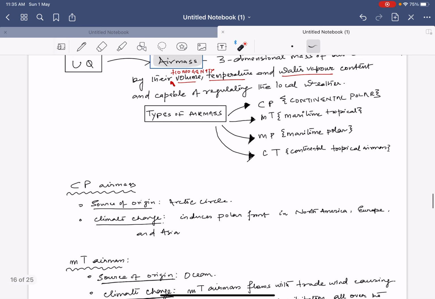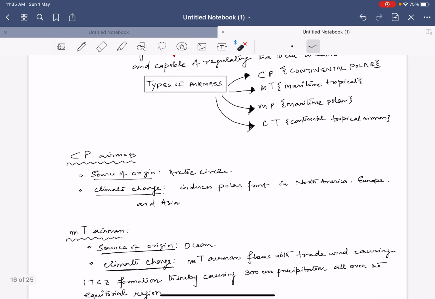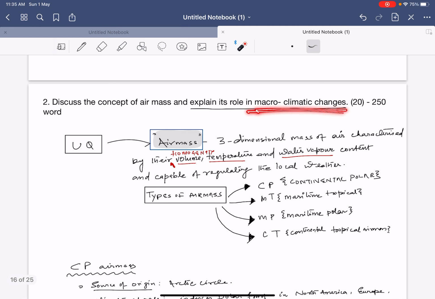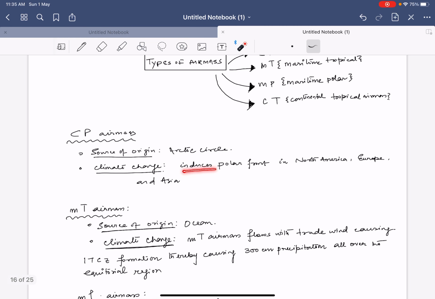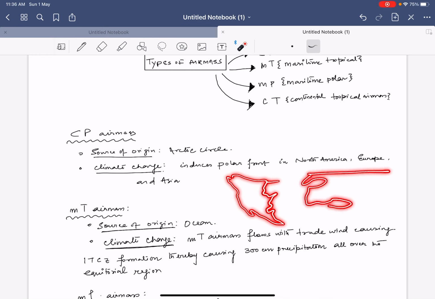Understood? Next, continental polar air mass. The continental polar air mass originates in the Arctic Circle. And what is the climate change that it has induced, that we have asked, the macroclimatic changes? It induces the polar front in North America, Europe, and Asia. Understand this question? This is your North America. This is particularly your European nations, right? So this is the portion from where the Arctic Circle begins. Basically, I would say this is your Canada.